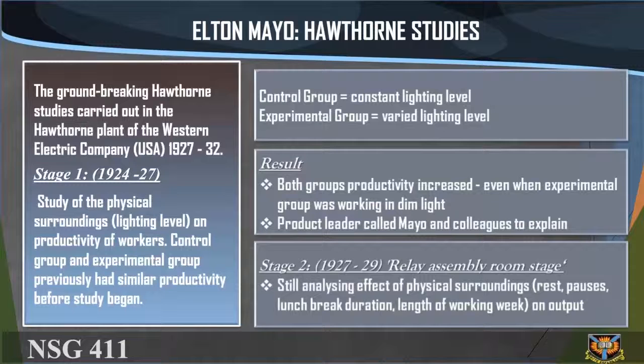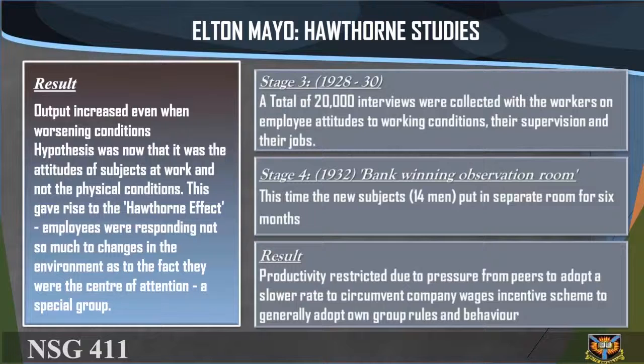Stage 2, 1927 to 1929. Relay assembly room stage. Still analyzing effects of physical surroundings, rest, pauses, lunch break duration, and length of working week on output. Results: output increased even when conditions worsened. Hypothesis was now that it was the attitudes of subjects at work and not the physical conditions. This gave rise to the Hawthorne effect.